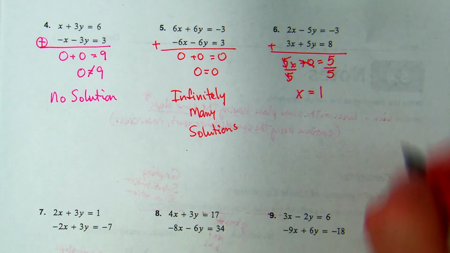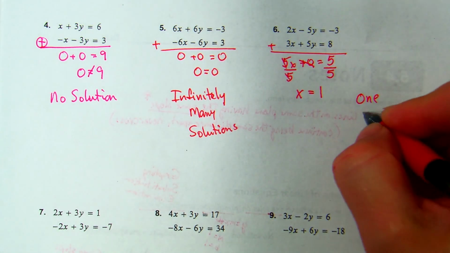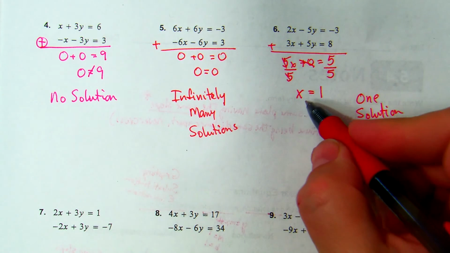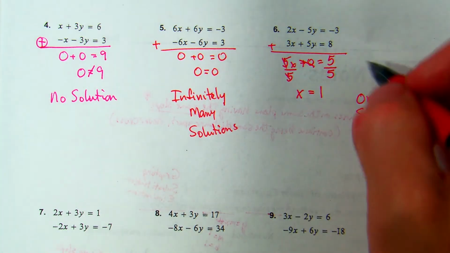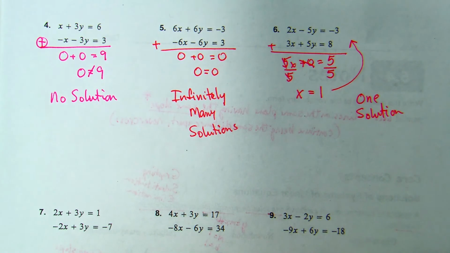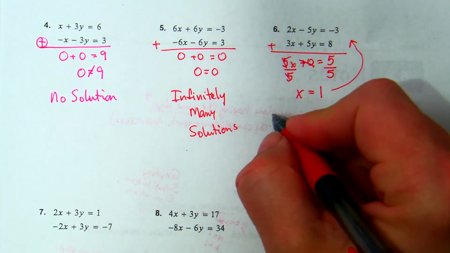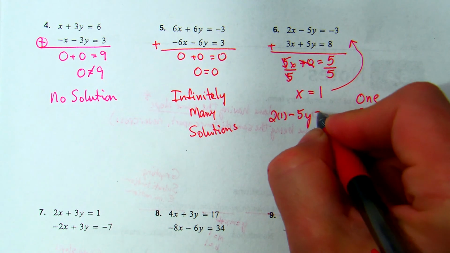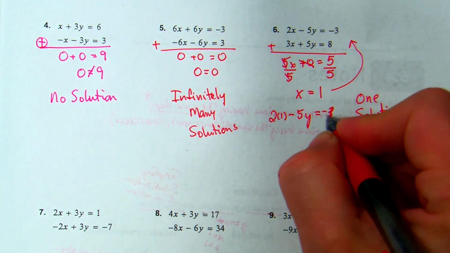I can already write down that I'm going to have one solution because I found a value for x, and now I'm going to go back and find a value for y. I'll plug in 1 to either equation. Doesn't matter. I'll just plug into the top one. 2 times 1 minus 5y equals a negative 3.